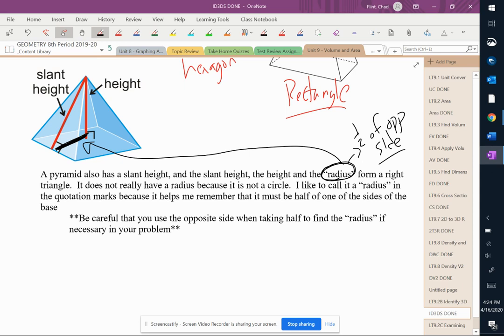So be on the lookout for that slant height in a pyramid question someplace at some time. You'll see one. You're not going to see many of them. The Regents exam doesn't use it very often anymore, but you never know. So always look out for that slant height.